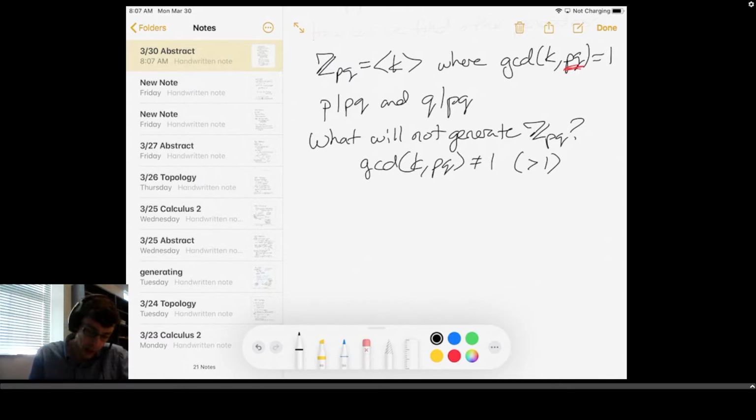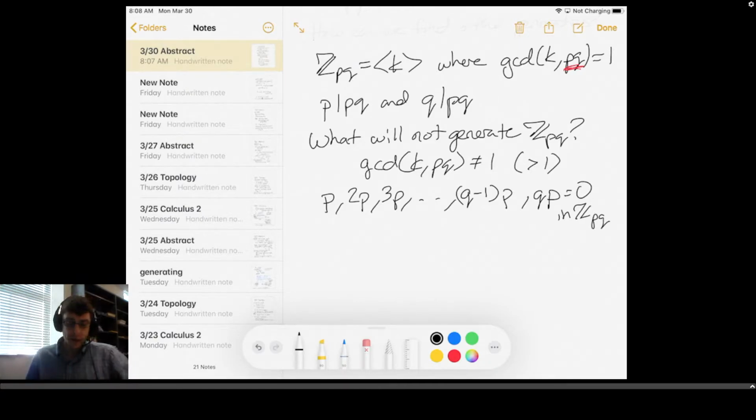If you think about it, you start off with P here, and then you have 2P, 3P, and so on until you get to (Q minus 1)P, and then finally QP or PQ, which is equal to 0 in Z_PQ. All of these, including 0, are going to be multiples of P, so they all share P with PQ. None of them will generate Z_PQ.